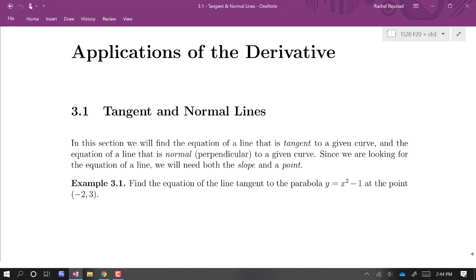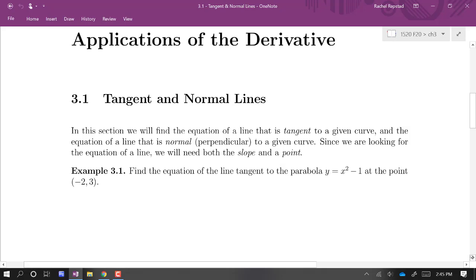And then we will also look at normal lines. A normal line is just one that is perpendicular to the tangent line. So we use perpendicular as a word when we describe two lines. When we talk about a line's relationship to a curve, we use the word normal. So we say a line is normal to a curve if it is perpendicular to the tangent line at that point.